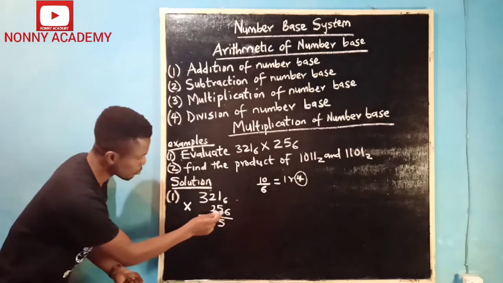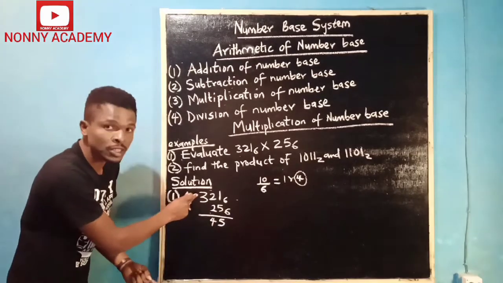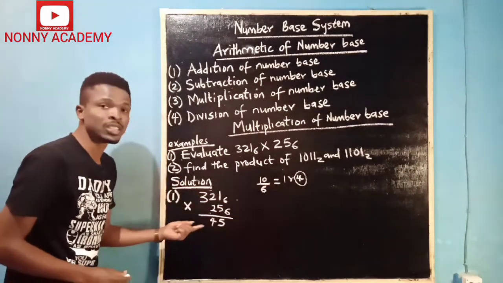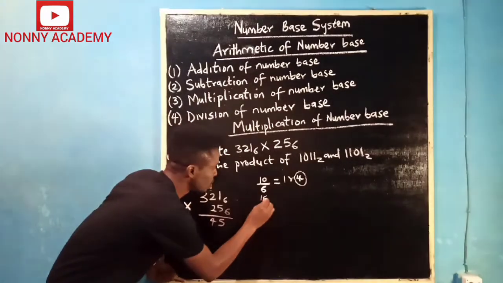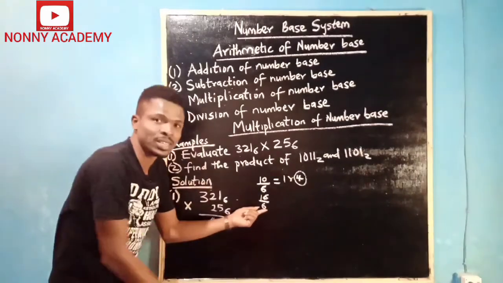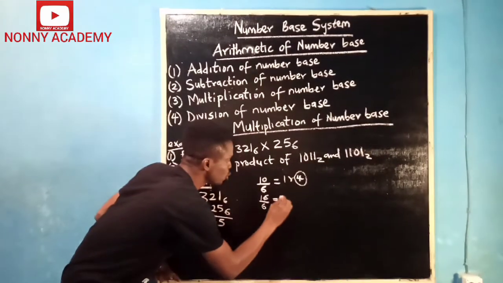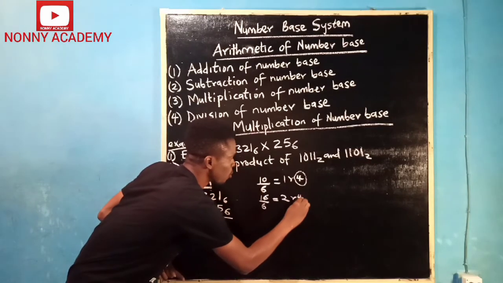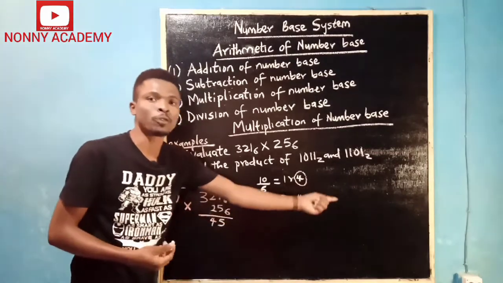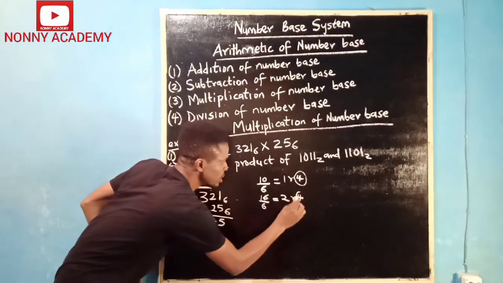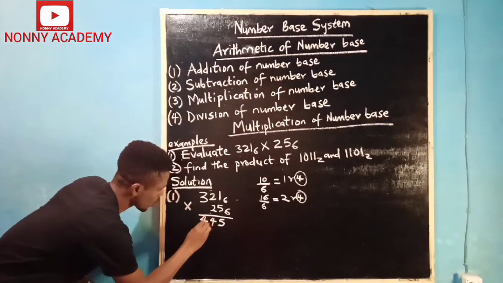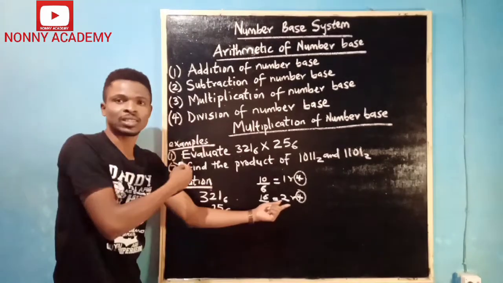I will multiply again. 5 times 3, which is 15, plus this 1, which is 16. Then I will not take 16 down. I will say 16 divided by 6. I will divide by the base again. Here I will have 2 remainder 4. 16 divided by 6 is 2, which gives us 12, remaining 4 to make it 16. Then I will take the remainder, which is 4, as my answer. Then I will take 2 to the next digit.